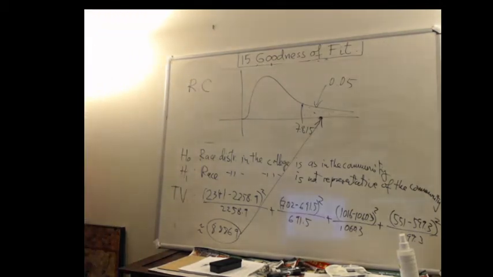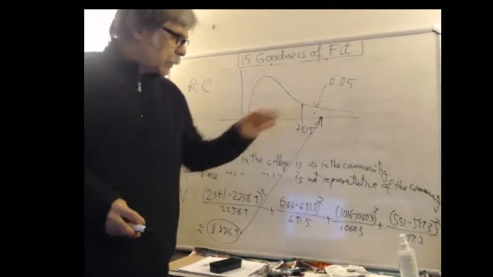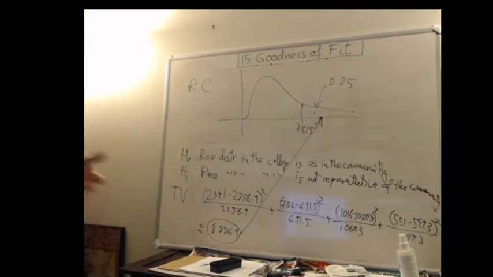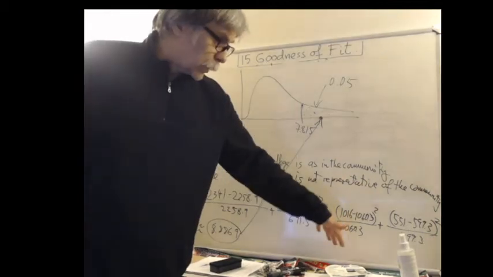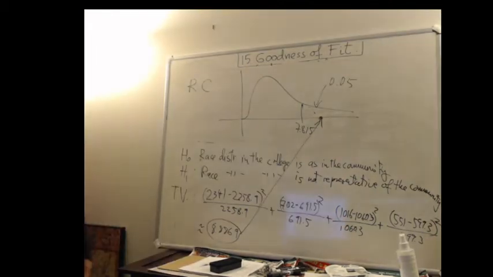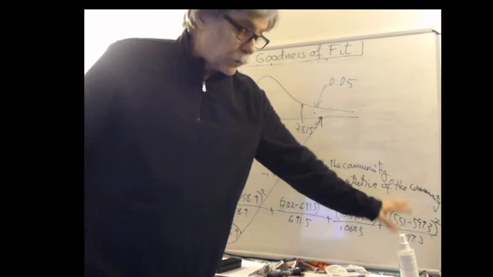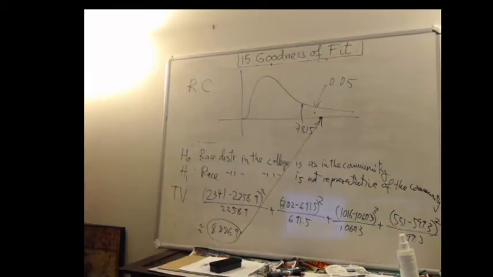So you can tell your administrator, it's not a big deal. I mean, this is a little bit in the tail, but you need to do some work here. You need to go and promote your college in this group of people, whatever they are, because the race distribution in the college is not reflective of the race distribution in the community, for whatever reason. Okay?